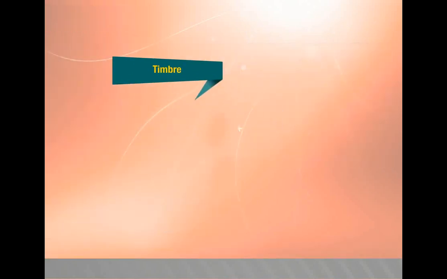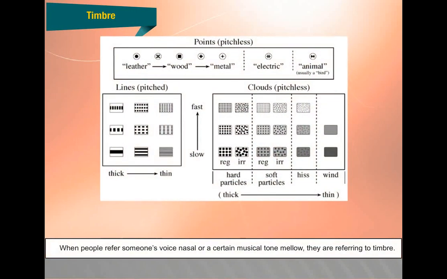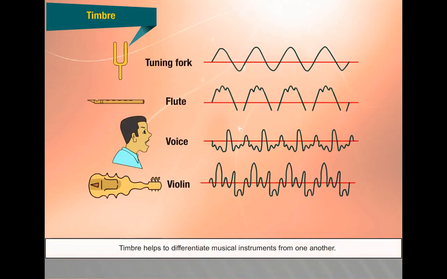Timbre. Timbre is the harmonic components of a sound, which gives a certain color or tone quality to it. When people refer to someone's voice as nasal or a certain musical tone as mellow, they are referring to timbre. Timbre helps to differentiate musical instruments from one another.